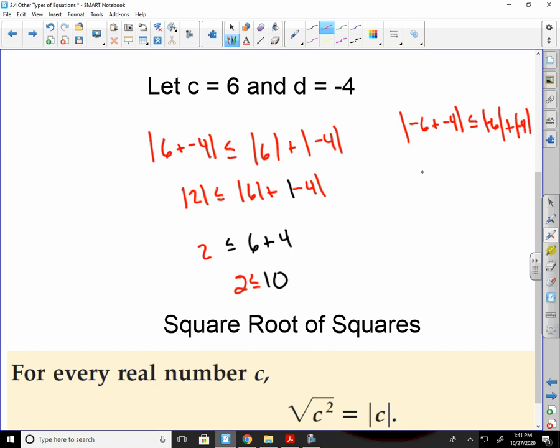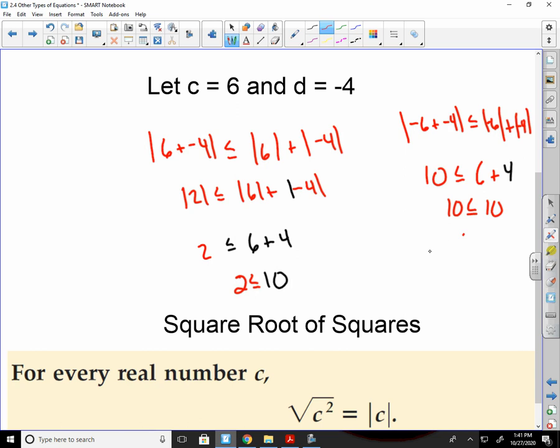This gives me absolute value of -10, which makes that positive 10. Absolute value of -6 is 6. Absolute value of -4 is 4. So that's 6 plus 4. 10 is less than or equal to 10. They're equal to each other. So it's true. Positives are even more general.